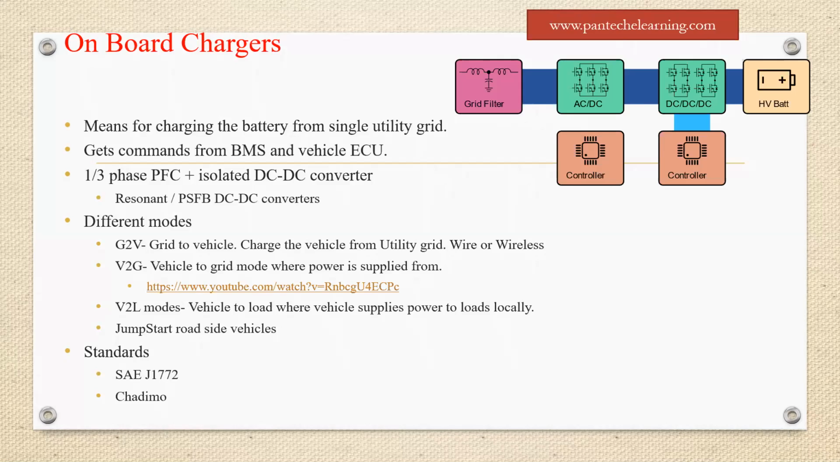Here is the power factor correction converter or isolated DC-DC converter. So how do we implement the isolated DC-DC converter topology for the electric vehicle? And here we have different types of modes in the electric vehicle also: grid to vehicle, vehicle to grid, and vehicle to load. From grid to vehicle means we can charge the vehicle from the utility grid with wire or wireless charging also.